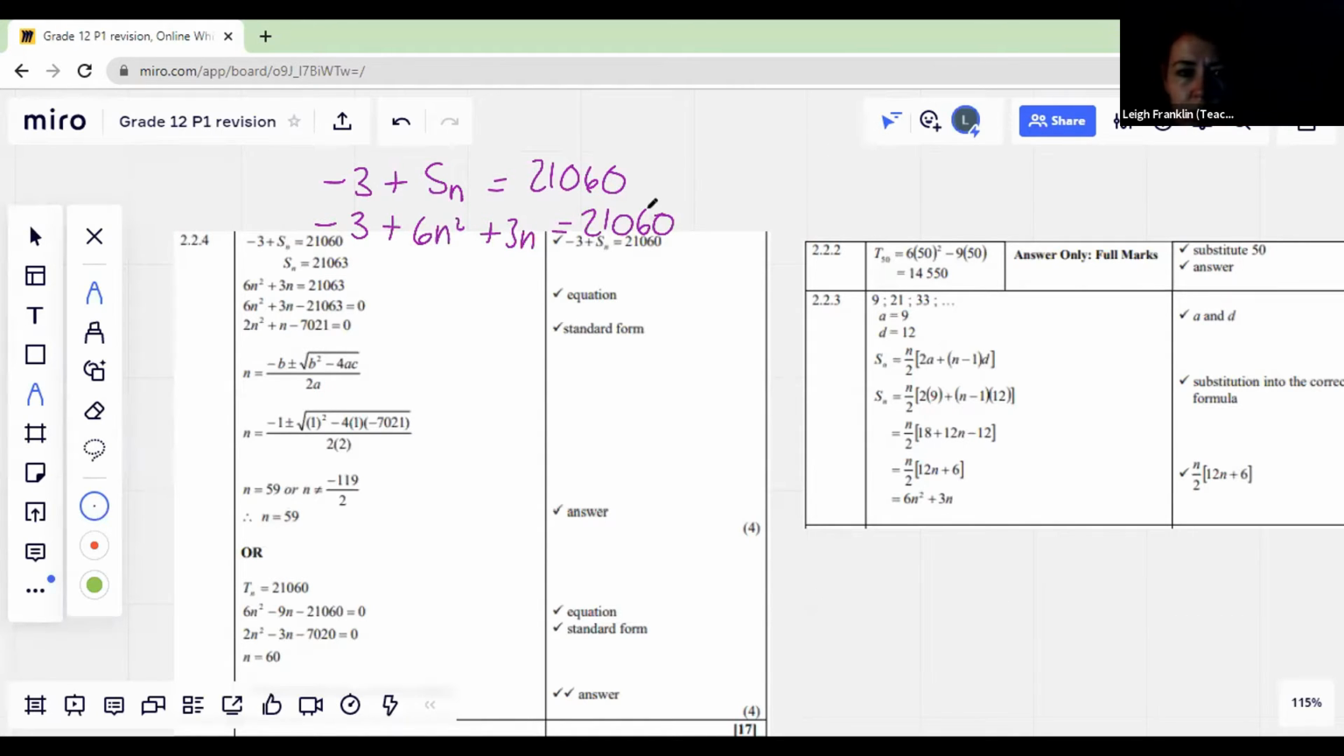Okay, then what we would have done is brought everything over to the left-hand side, made it equal to 0, put it in standard form into the quadratic formula, and then we would have worked out that n was 59. It cannot be negative because a term number cannot be negative. Is everybody okay with that?